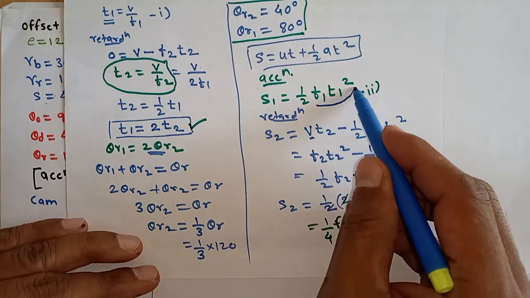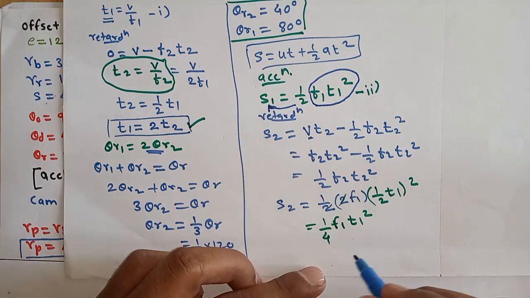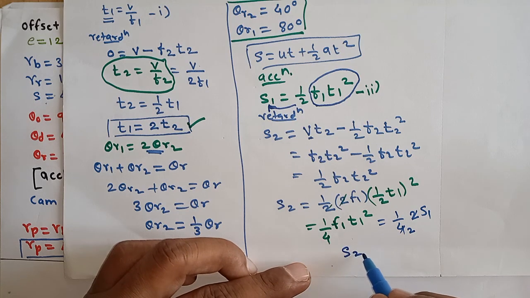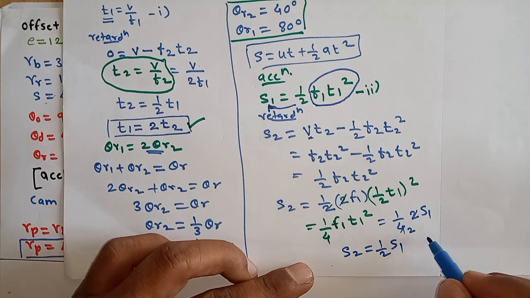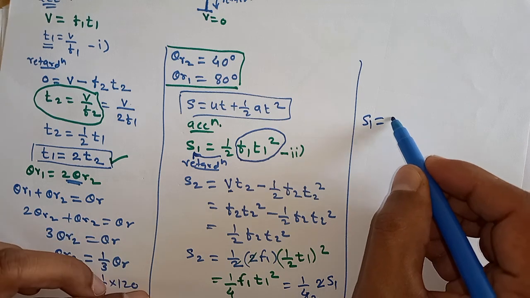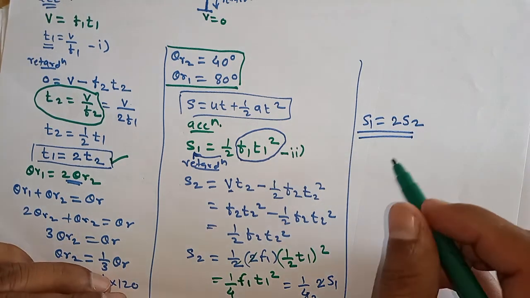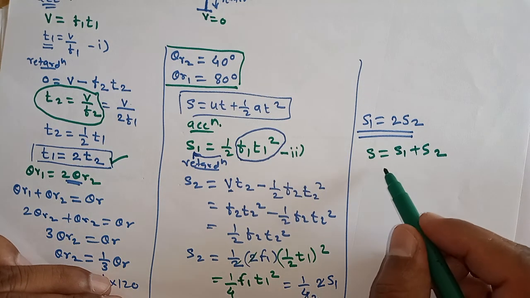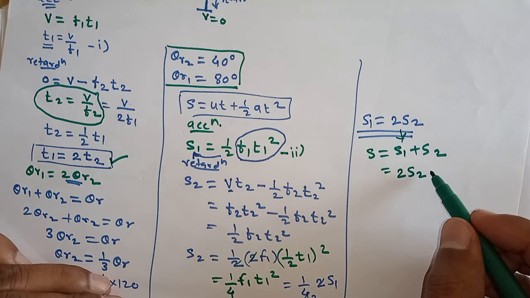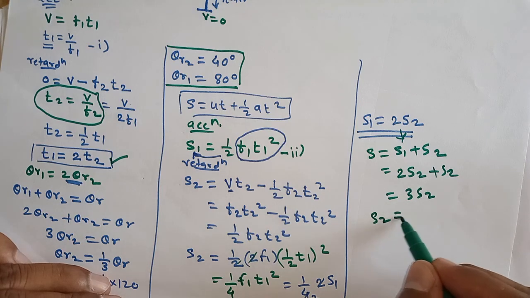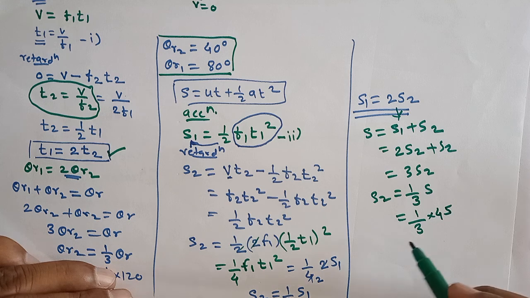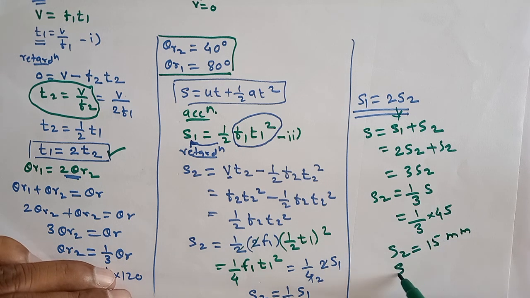Now from equation 2, f1 t1 squared is 2 times s1. So this equals 1/4 into 2 times s1. So finally we have s2 equals 1/2 of s1, or s1 equals 2 times s2. Now if s is the total displacement of the follower during the return stroke, divided into two parts, displacement during acceleration and displacement during retardation, but s1 is 2 times s2, so this is 3 times s2. So s2 is 1/3 of the total displacement of the follower, which is 45 millimeters. The stroke length is given. So s2 is 15 mm, and s1 is 45 minus 15, 30 millimeters.